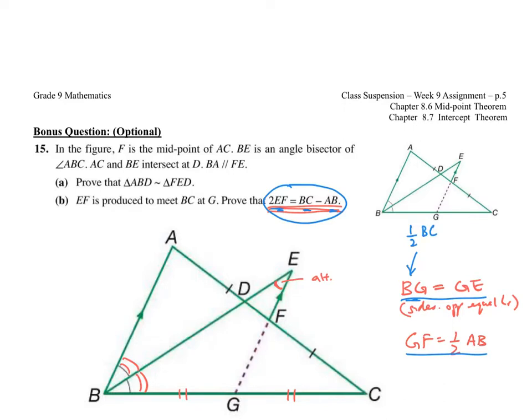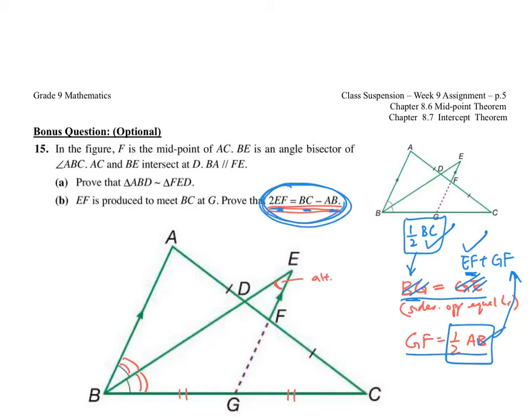It means that you can change BG into half BC, and then you can look at GE now. GE is EF plus FG, or GF, EF plus GF. So you can put this 1 over 2 AB into GF, and then EF you can keep it. So you can see that after you combine everything, you only have BC, EF, and AB left. It means that very soon you will get this formula.